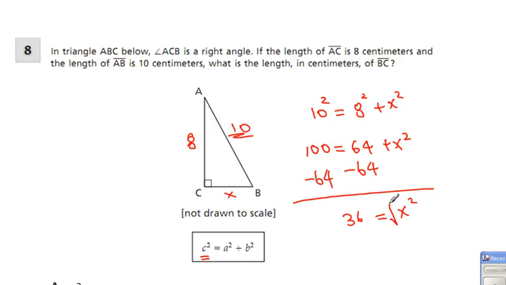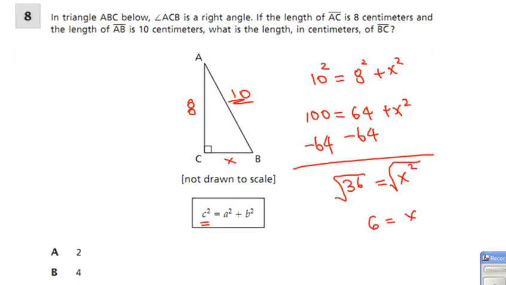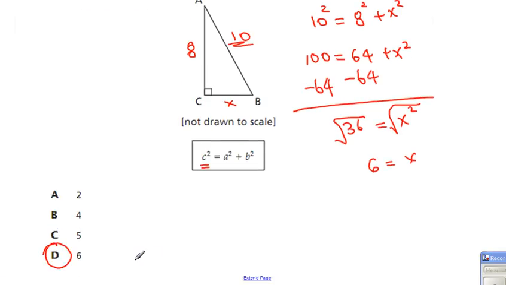When we take the square root on both sides, we will realize that x must be equal to 6. Technically, x can be positive or negative, but since we're looking at the dimension of the triangle, in this case, only positive value would work. Hence, choice 3 would be our answer.